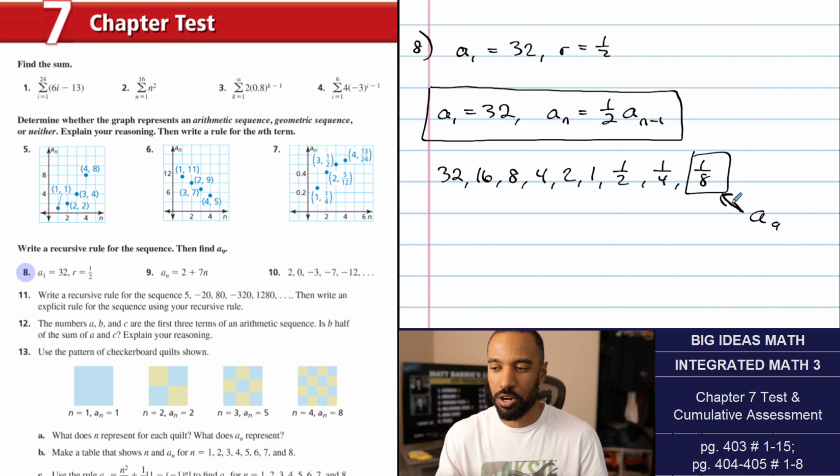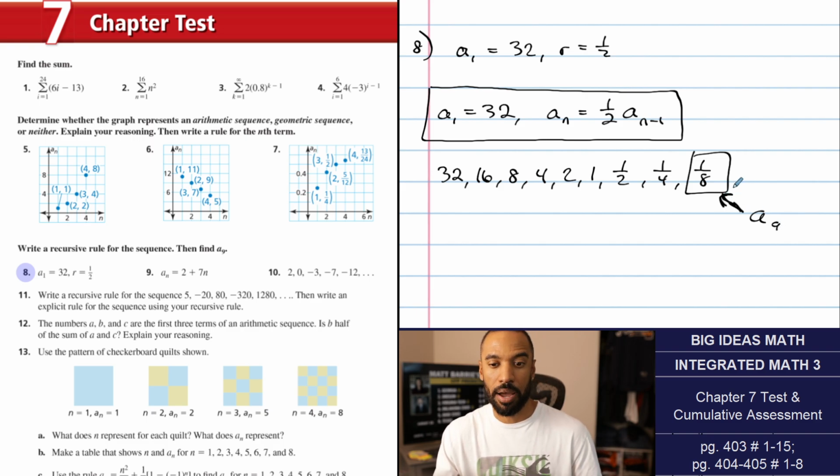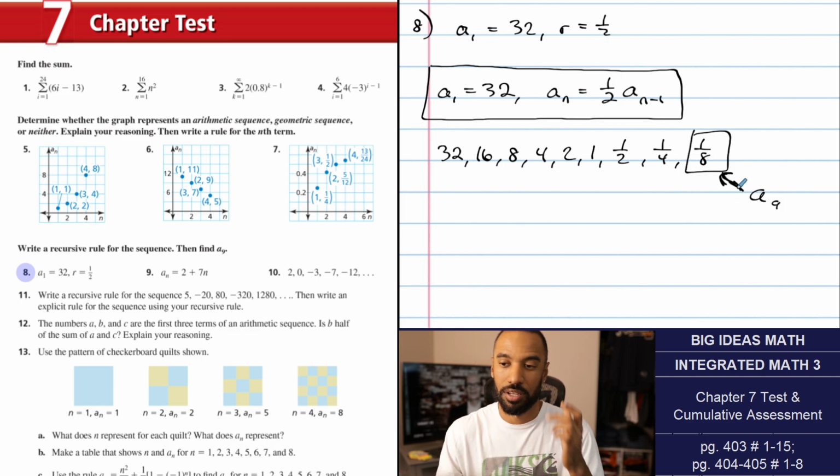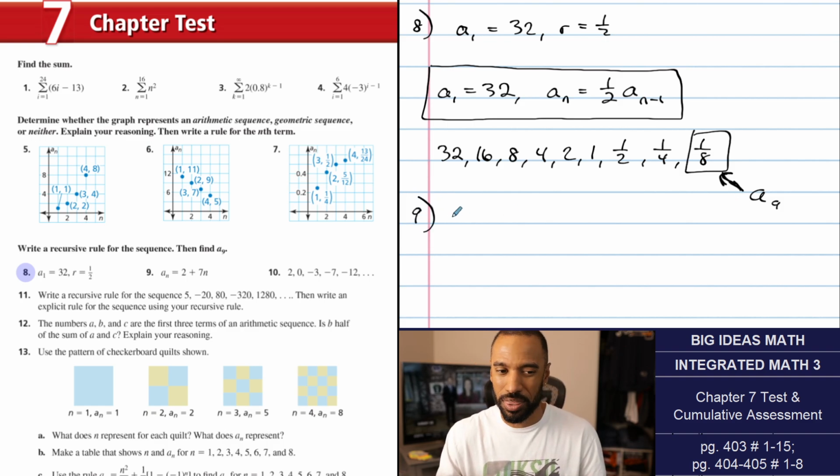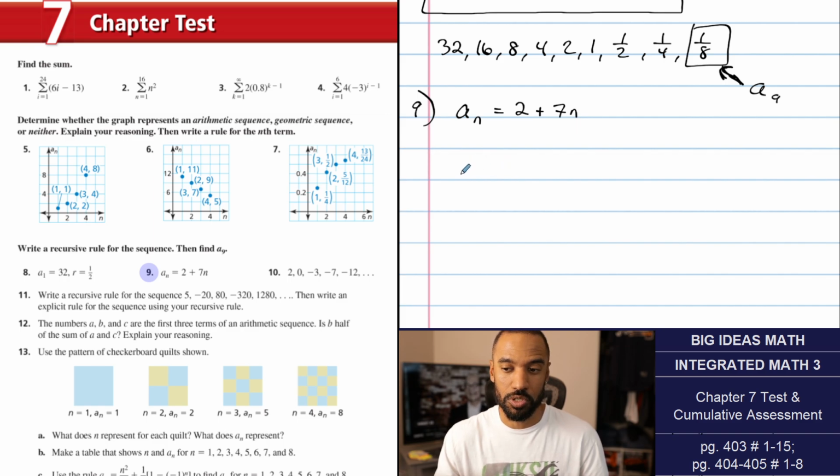So I'm using recursion to get the 9th term by going from one term to the next, etc. Kind of interesting that they asked for the recursive rule with that in mind. Number 9 is an explicit rule. So to find a sub 9, I could use the explicit rule for that. They did ask for the recursive rule, so let's do that.